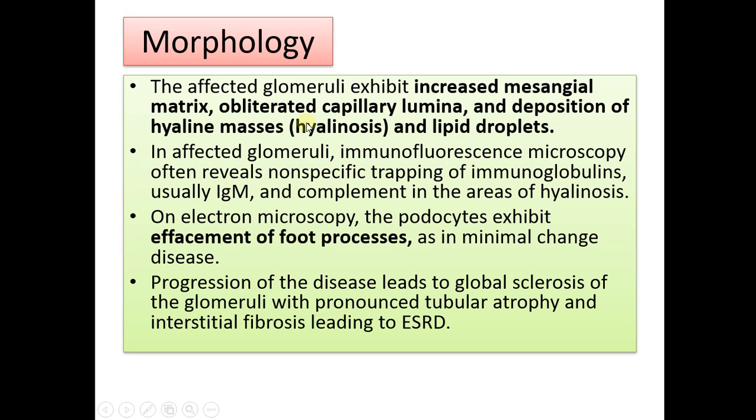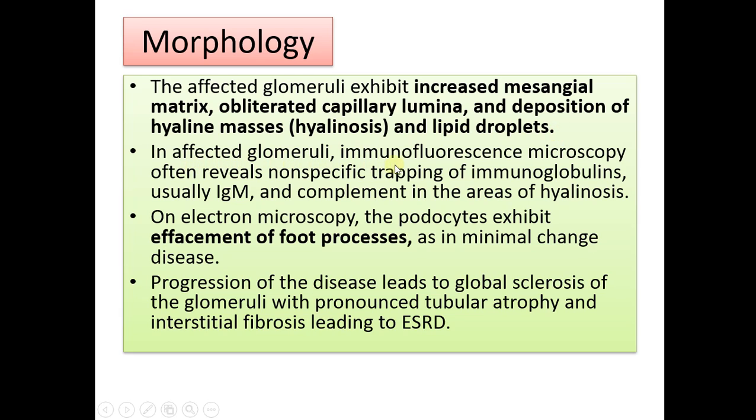Morphologically, the glomeruli affected by FSGS exhibit increased mesangial matrix. The glomerular capillaries are obliterated, with obstructed lumina and deposition of hyaline masses, known as hyalinosis, plus various lipid droplets, which may be less or more.